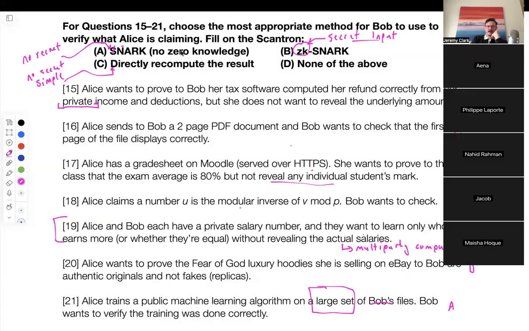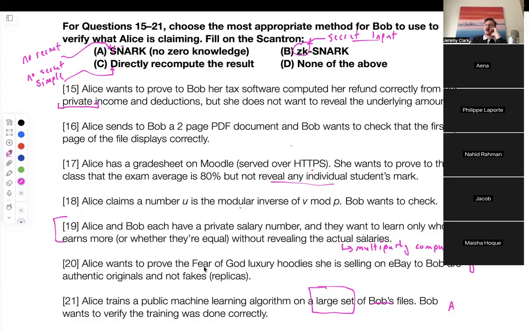And because it's a large set of files and machine learning algorithms are complicated, I'd much rather verify a proof than directly redo it. Okay. So this would be in the world of A. Okay. Question. Okay, so I think the question for 20, okay, yeah.